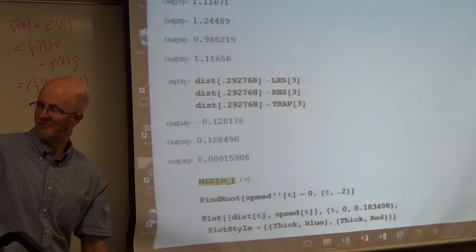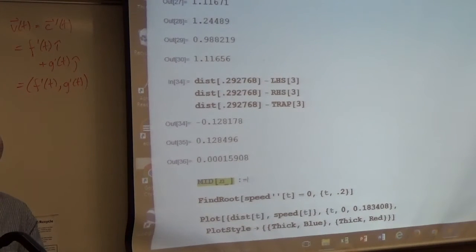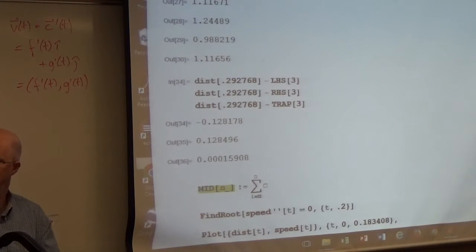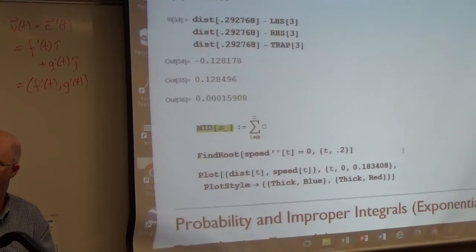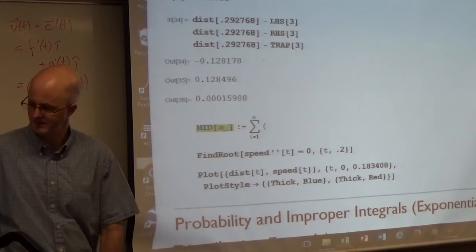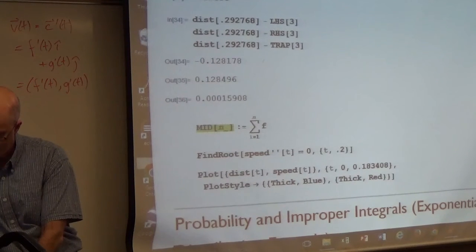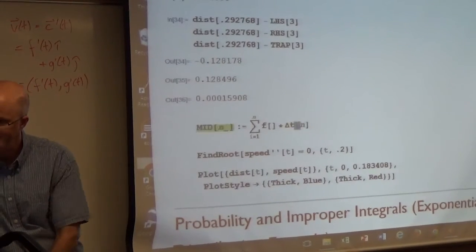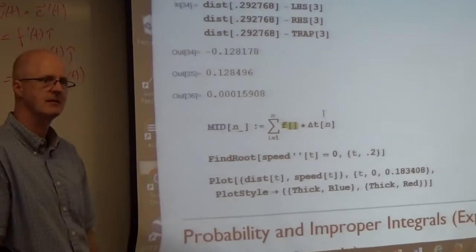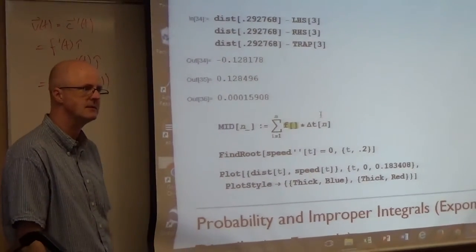Mid of n can be done as a summation. What happens with i? Well, you could do it from 0 to n minus 1 or 1 to n. It actually doesn't matter. Though, depending on which one you pick, the expression that goes next could be different. Delta t is still the same. The only difference is what goes inside of f.